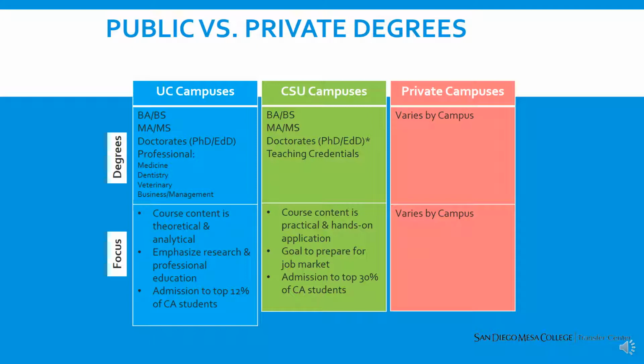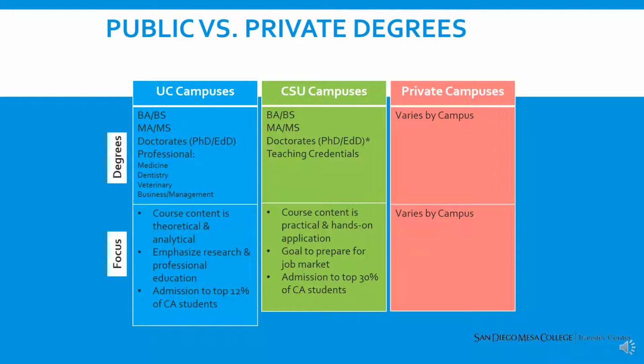Each campus offers a variety of different types of degrees, so that's also something important for you to note. This table shows the degrees that would be available at a UC campus and at a CSU campus. And again, since private campuses vary widely, I would encourage you to visit those individual websites and get to know the types of degrees that would be offered at those campuses.